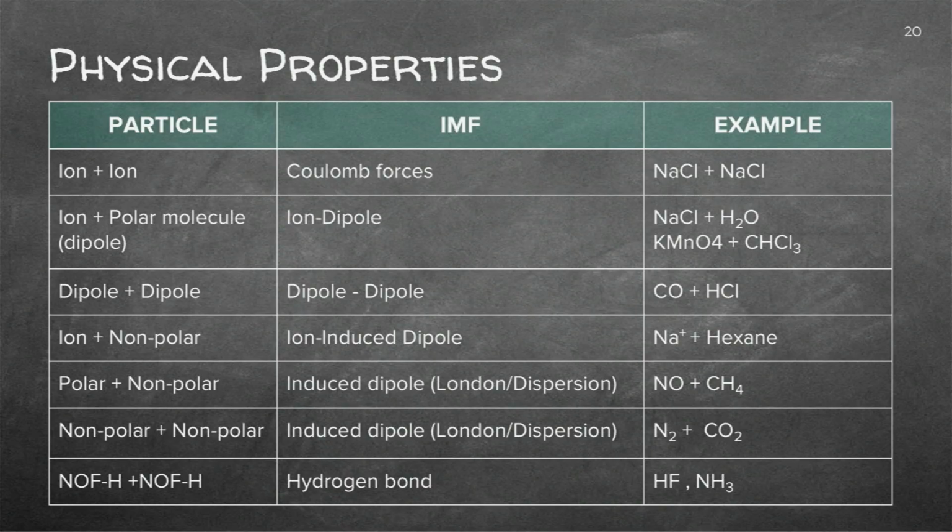There's many tables. I found one of these in one of the textbooks. If you've got an ion and an ion, you've got Coulomb forces. If I've got an ion and a polar molecule, it's ion-dipole. We've done that. And there's the examples that we did. Dipole, it can be anything. And we also did H2S. Ion and non-polar, we did the ion. Polar and non-polar, and you can see all the different examples that you can do.